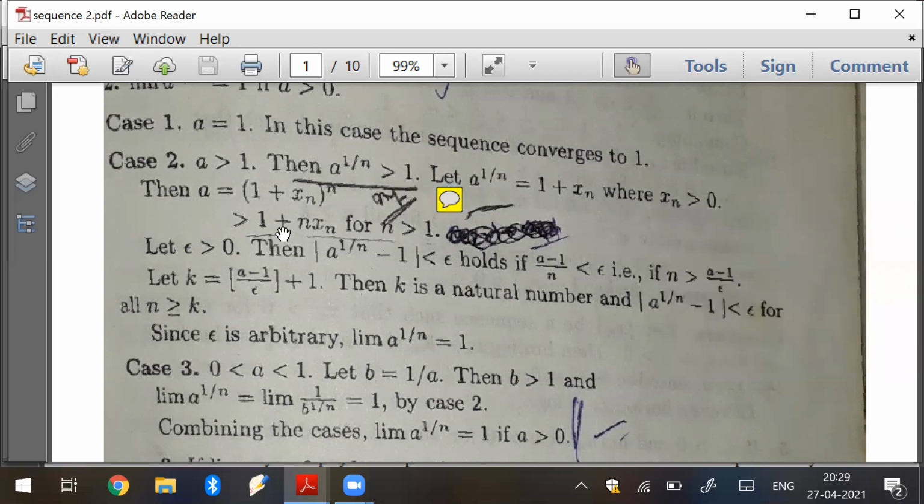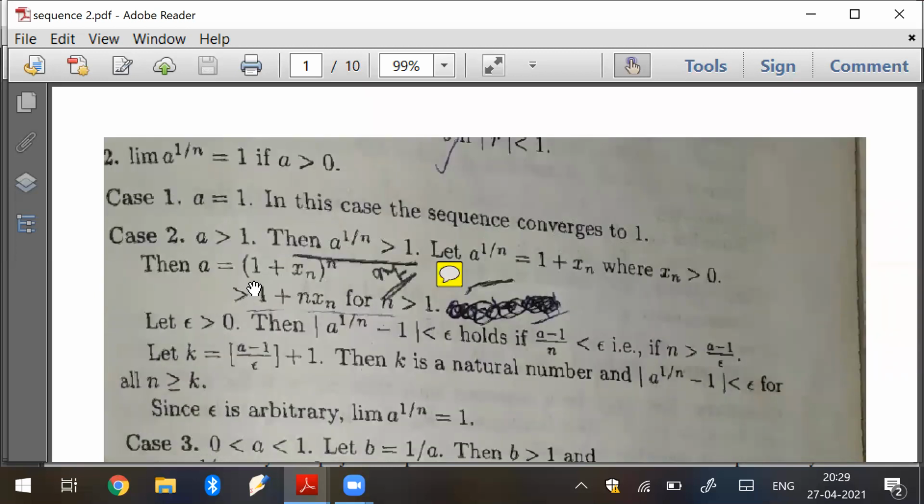Okay. So now you choose epsilon greater than 0. What was our aim? What are we trying to prove? We are trying to prove this limit is equal to 1. That means, as we have done before, we will try to find at least one natural number such that once we exceed that natural number, no matter what sequential element you take, it lies within a small neighborhood of the limit point. Here the limit point is 1. That's what we are trying to do here.